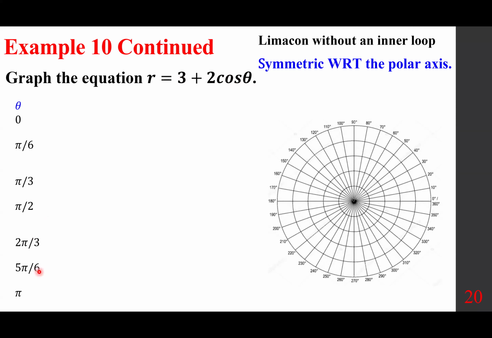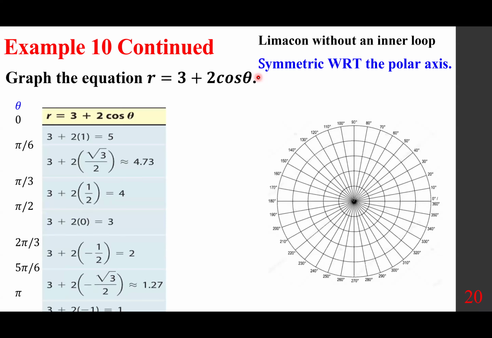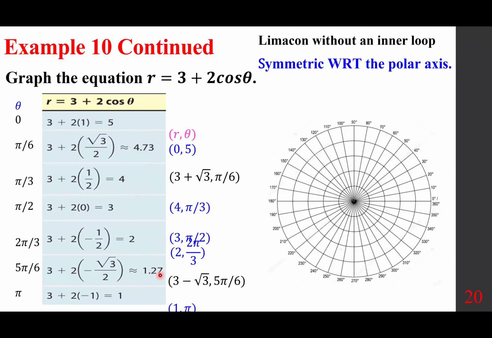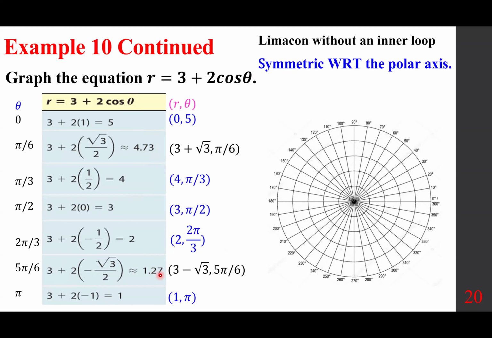5 pi over 6 is the same as pi over 6, square root of 3 over 2, but negative. So 3 plus 2 times negative square root of 3 over 2. If I put pi here, I get -1. So 3 plus 2 times -1 makes it positive 1. So again, I'm assuming that's not a problem. These two are approximations. And those are the pairs.